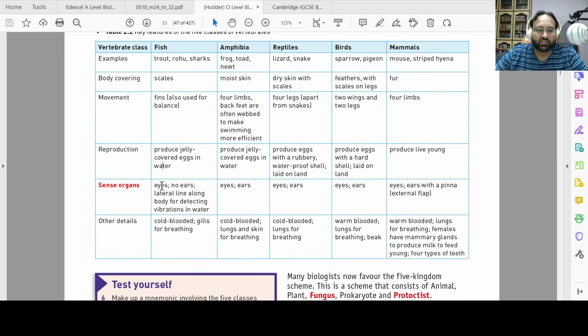Their sensory organs: they have eyes, they do not have ears. They have a lateral line along the body for detecting vibration. Fish don't have ears, so they can't hear. Technically, no, they can't. But they do sense vibrations in the body, and they depend on other features of the body.